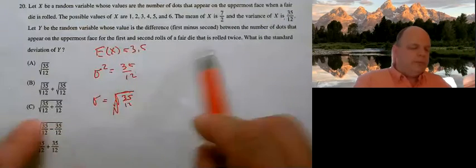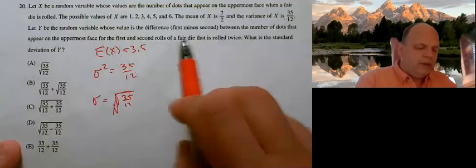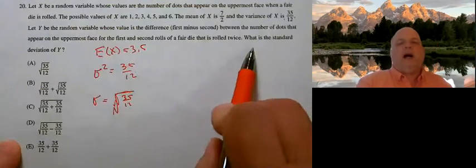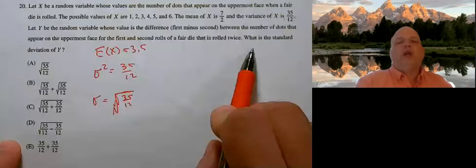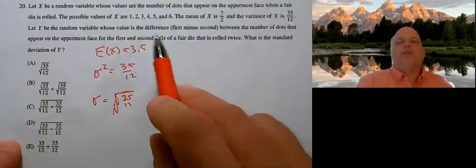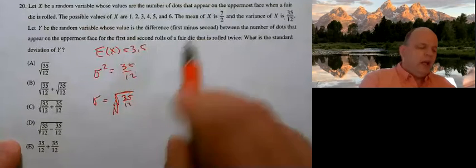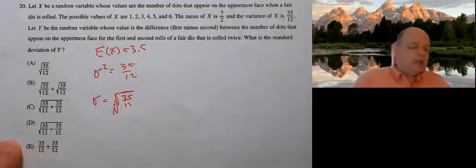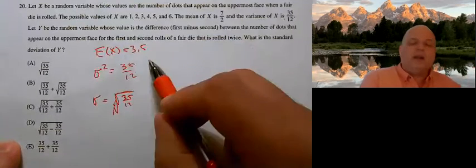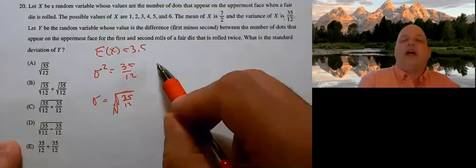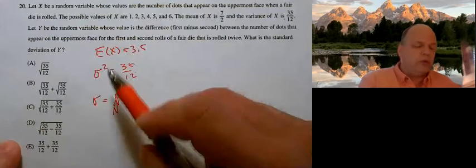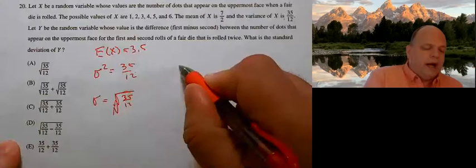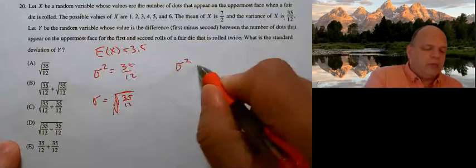All right, so what is the standard deviation of Y? Well, and we're rolling two dice. Oh, it says first minus second. And by the way, if I'm rolling two dice, I can subtract the expected values. But when it comes to standard deviations, I have to square them so that they become variances, then sum them. So I can do this.